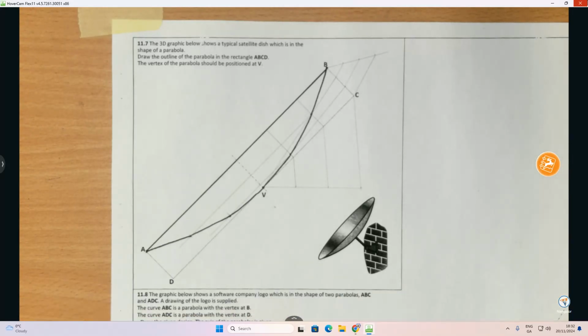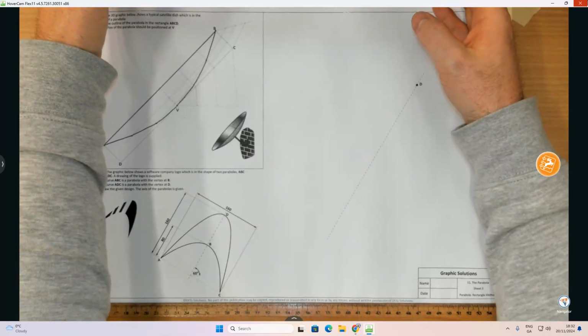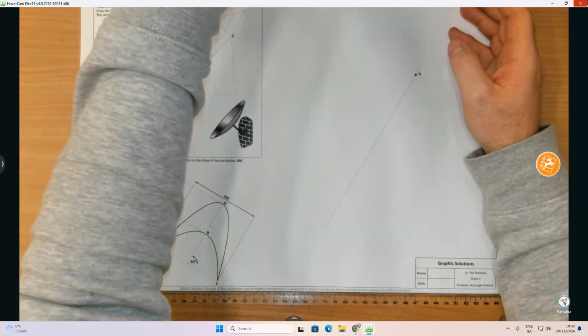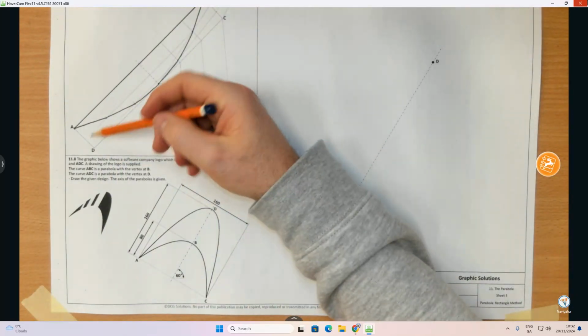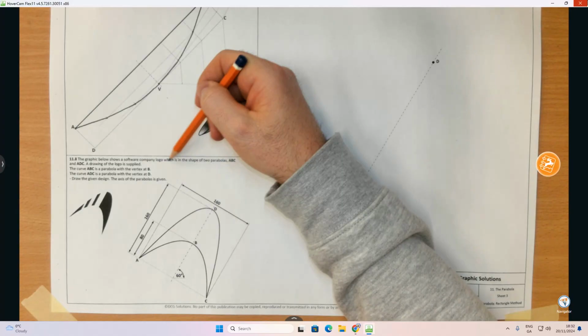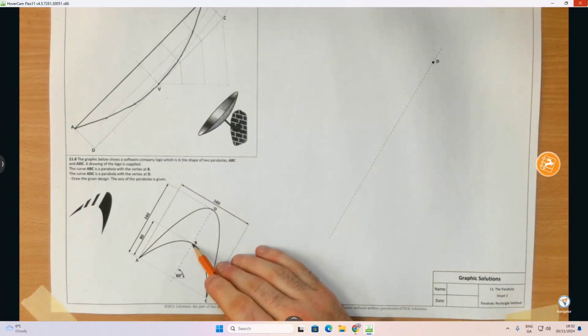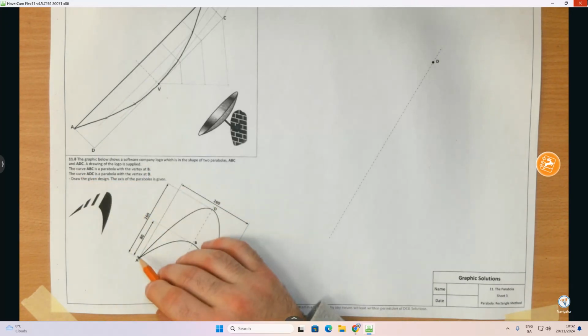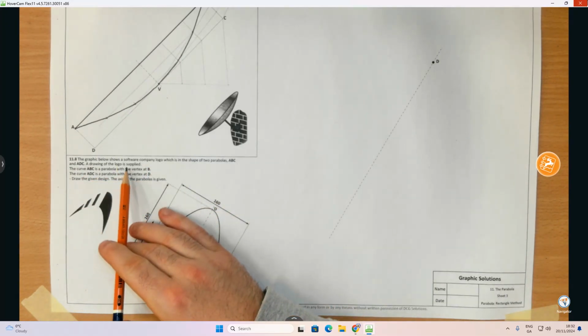What we're going to do now is zoom out here, adjust the page until we're looking straight at this one. So I'll zoom in a little bit. So the question here says, for the second question, the graphic below shows a software company logo which is in the shape of two parabolas, ABC, which we can see here, A to B to C, and ADC, A to D to C. Okay. A drawing of the logo is supplied.